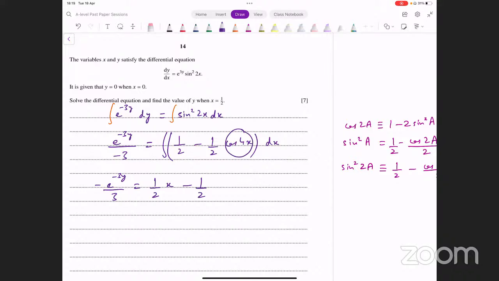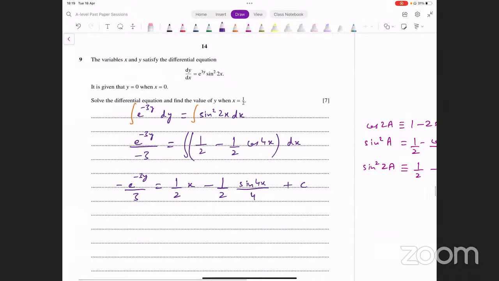Cos 4x की integration क्या हो जाएगी? Cos का integral क्या होता है? Sin. So it becomes sin of 4x whole divided by 4. Okay, 4x से derivative से आपको divide भी करना पड़ेगा. This is the integral that you get on the right side. But remember, we also have a plus c. एक side पे आपको plus c भी लगा देना है, किसी भी एक side पे लगा देना. Okay, so this is what the solution of the differential equation turns out to be.